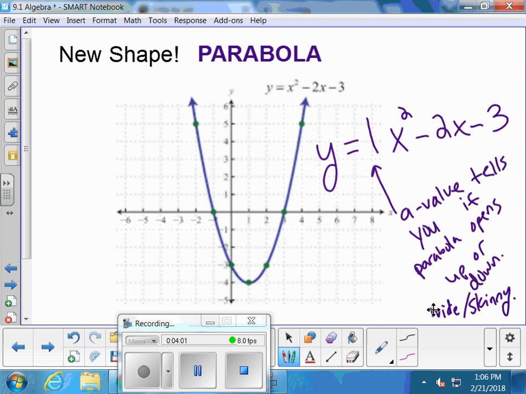Now, if the A value is positive, it opens up. If the A value is negative, it opens down. So that's what I'm trying to tell you right here. A positive A value opens up. A negative A value opens down.